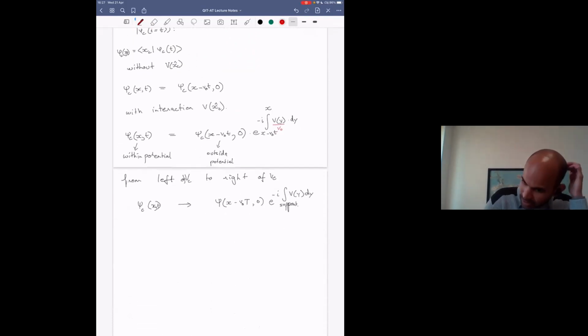So one of the things that you will work out in detail in the tutorial is to see that the end result of introducing a potential on this clock state is that when it goes from the left of the potential to the right of it, it just gains a global phase that incorporates the integral over that potential. Is there any question?